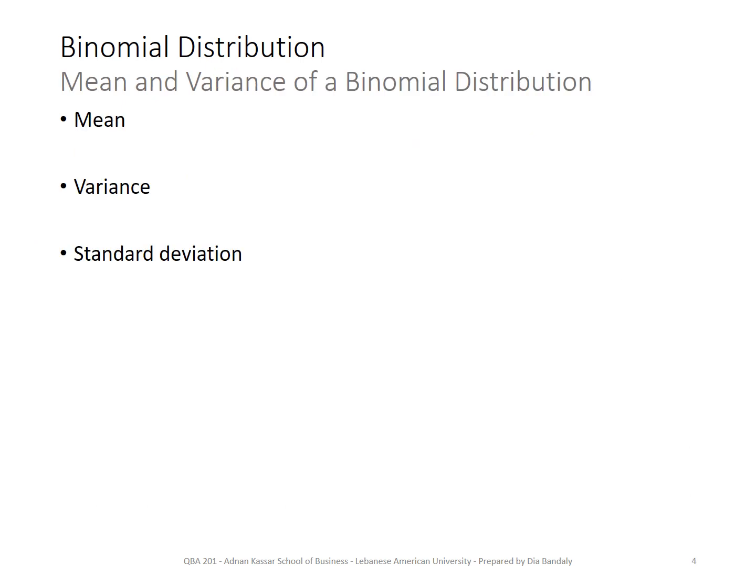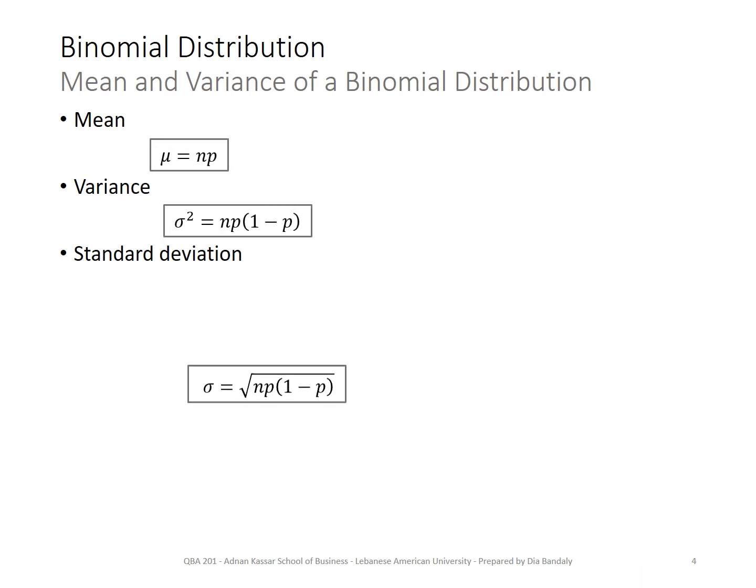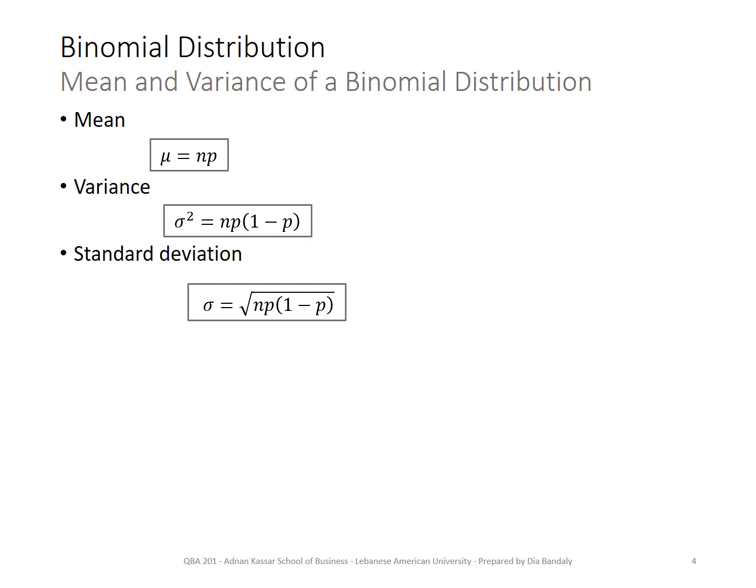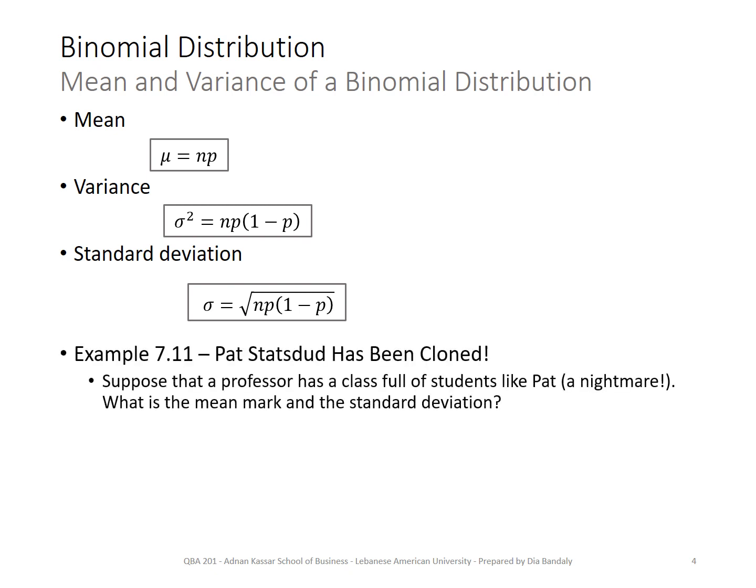Finally, when we have a variable that has binomial distribution, we can find the mean as n times p, where n is the number of trials and p is the probability of success. We can find the variance, which is n times p times 1 minus p. And we can find the standard deviation, of course, which is the square root of the variance. So that's very straightforward. Let's do an example to illustrate these calculations.